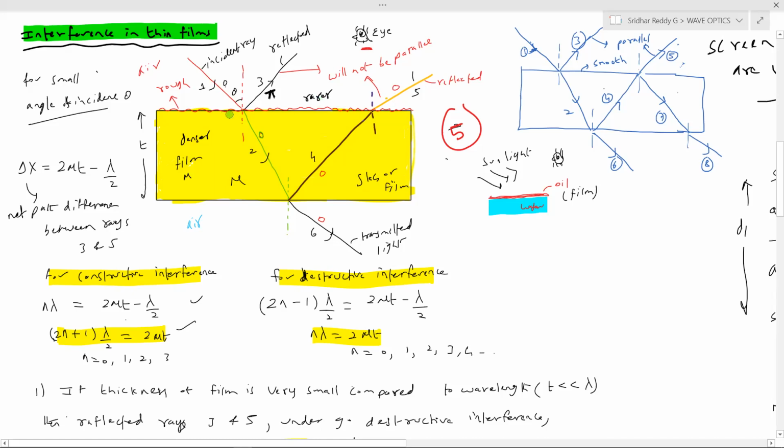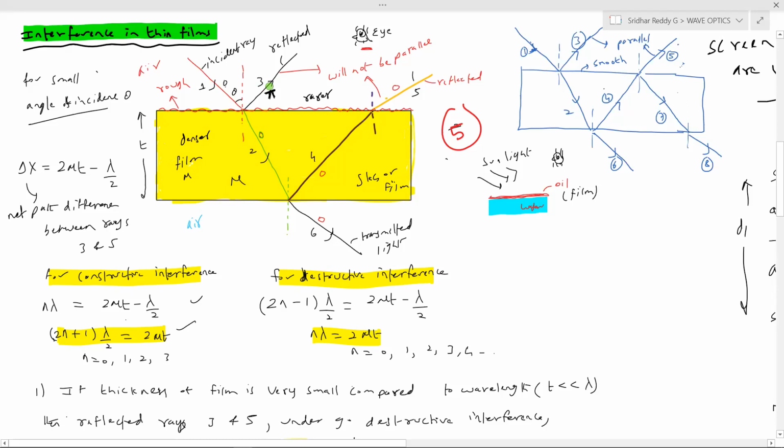Some wavelengths will undergo constructive interference. Some wavelengths will undergo destructive interference. Those wavelengths that undergo destructive interference, no question of any light from them entering the eye. Those which undergo constructive interference will enter the eye, and the eye is able to see that particular color of the film. Okay, let's get into the mathematics here. So let's discuss the net path difference between rays 3 and 5. We'll discuss the path difference between these two rays.